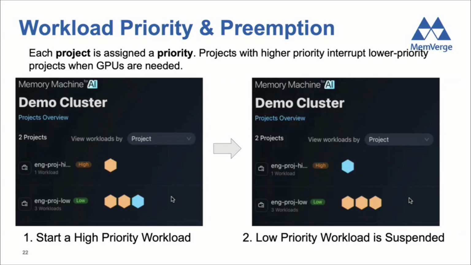As it starts and gets executed on the cluster, it takes priority. So we then preempt the low priority job that's running. We start the high priority job. When the high priority job ends, then we can go back.